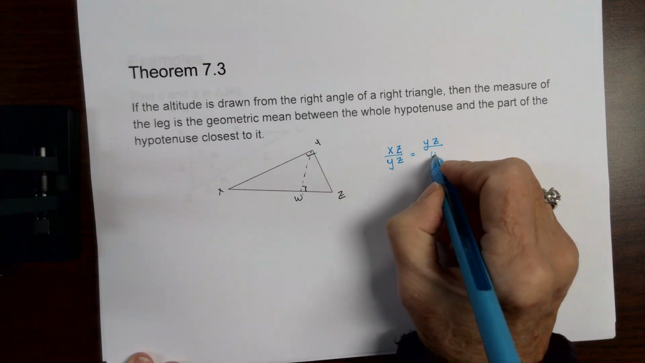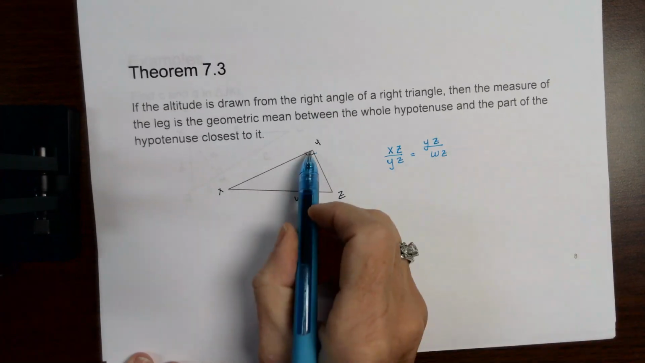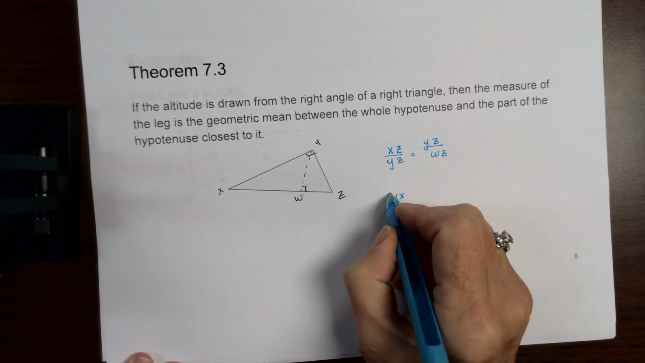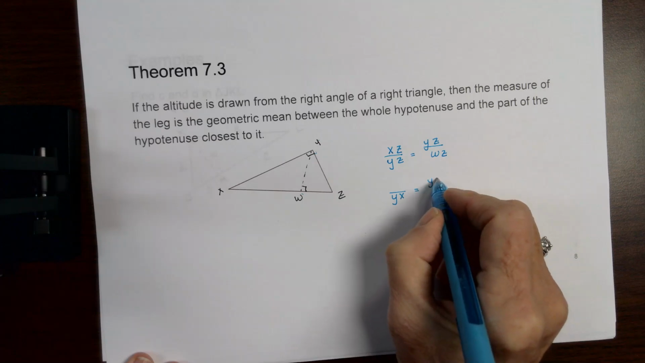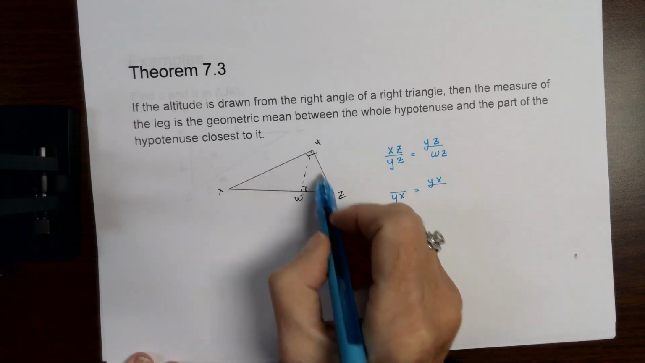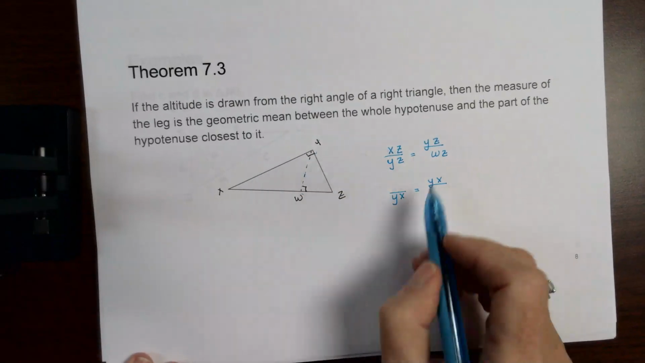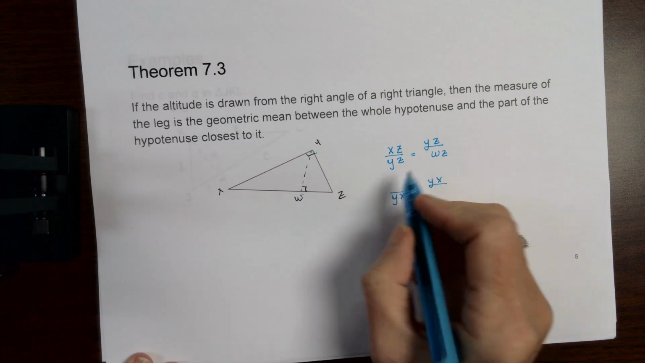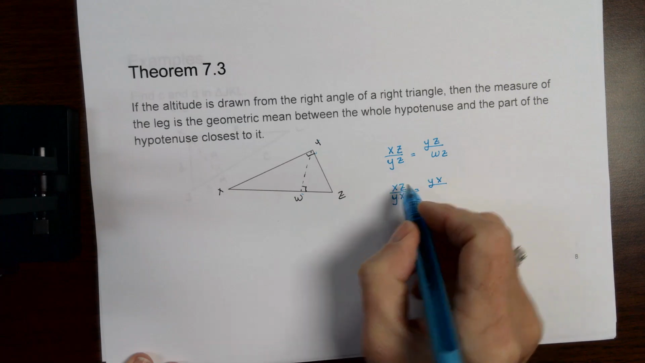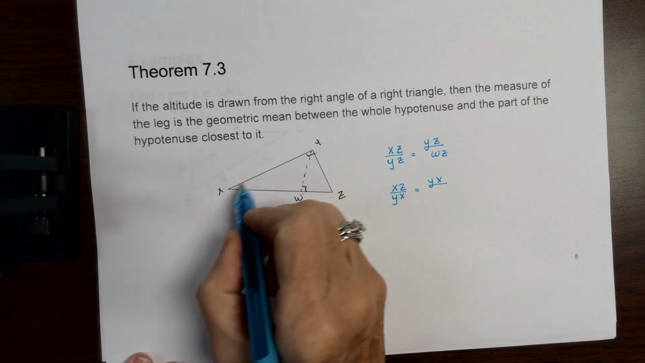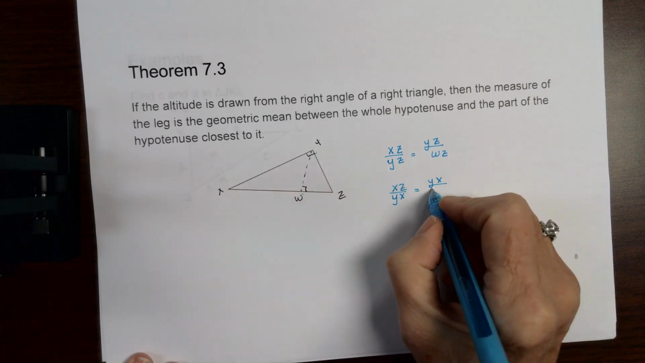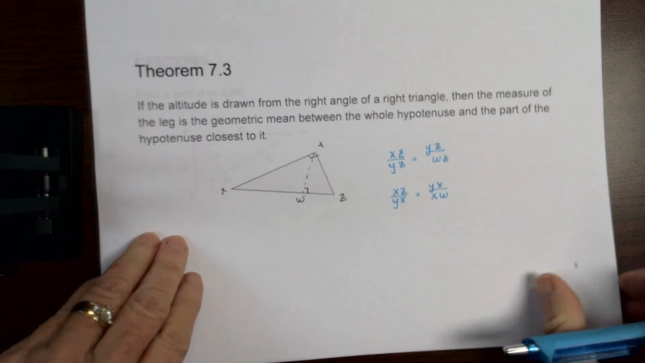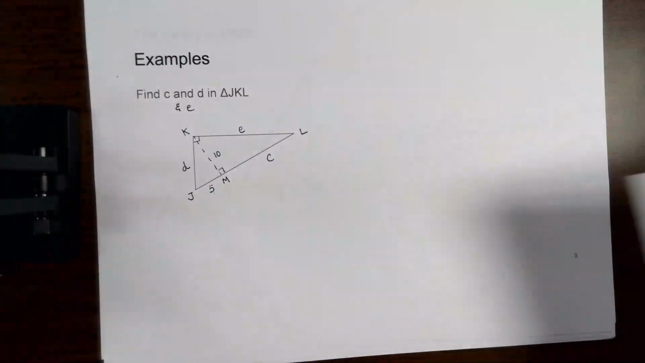Okay, so WZ. If I did the other side, okay, YX, which is the leg of this right triangle, is the geometric mean, I put it in the geometric mean location, between the whole hypotenuse and the part of the hypotenuse closest to that leg, which is XW. All right, let's do some actual examples here.